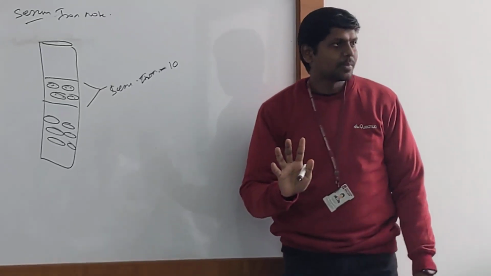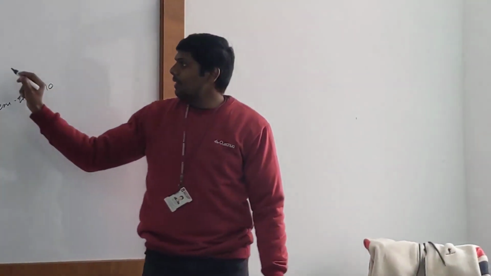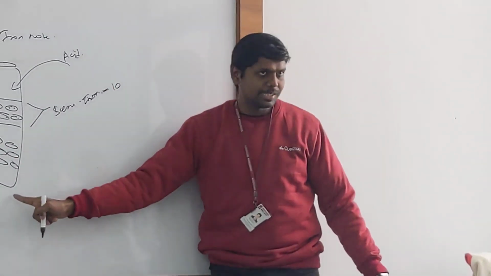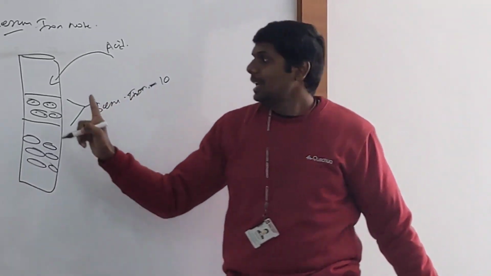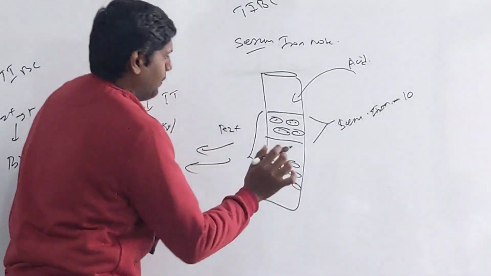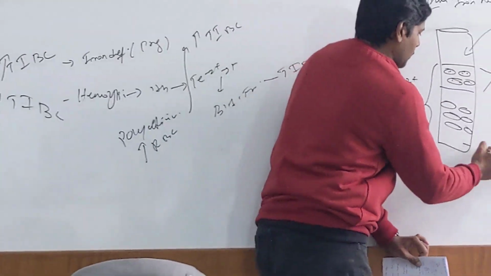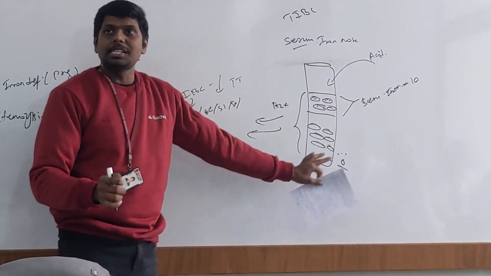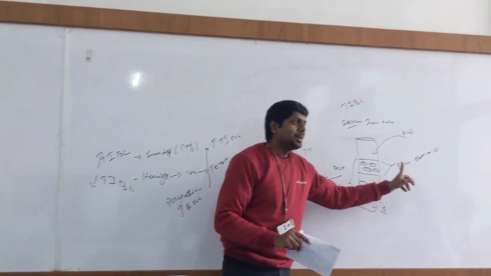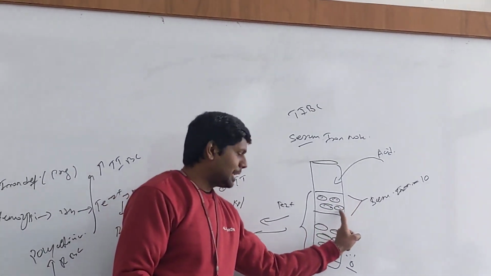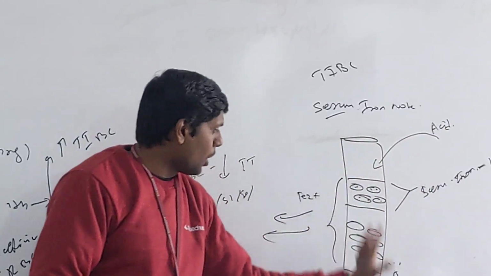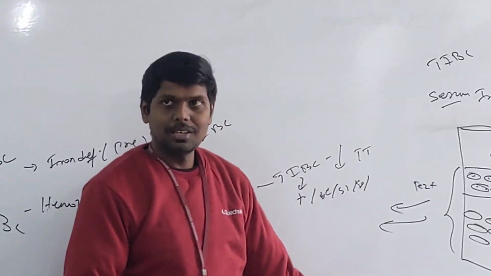Next, I am going to add a reagent, maybe some acid, to my sample. This acid will remove all the iron molecules from the sample, so the entire iron present in the sample becomes 0. Is it clear? First, I measured how much iron was already bound to the serum. Then I added an acid and removed all the iron molecules from the sample. Is it clear? Yes. Why, sir?